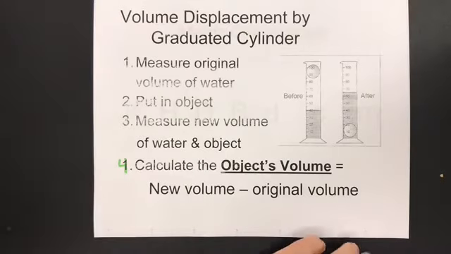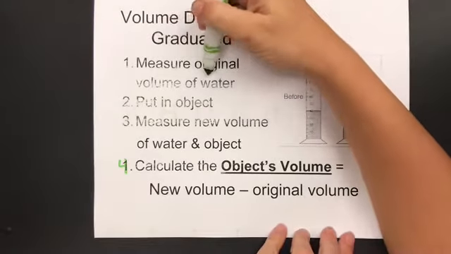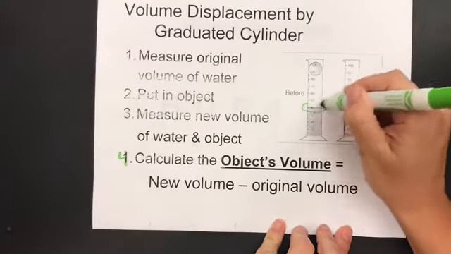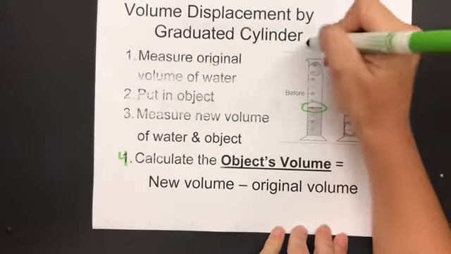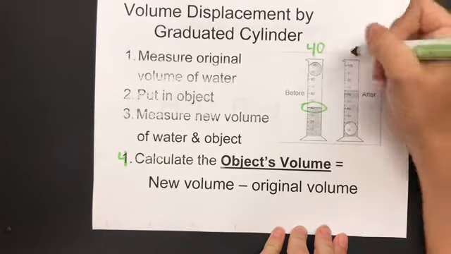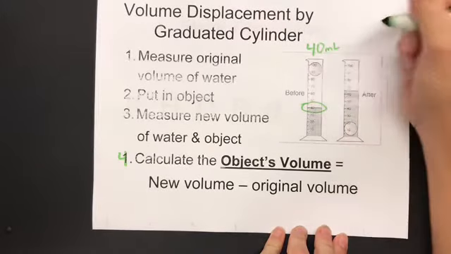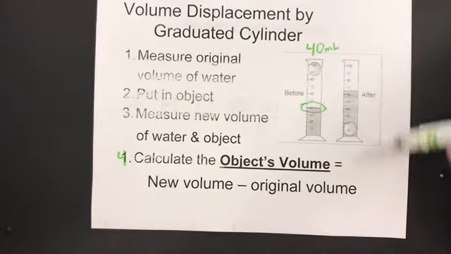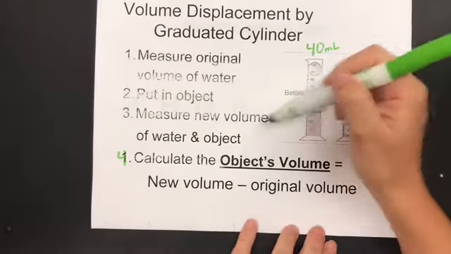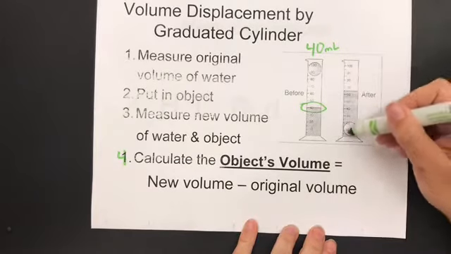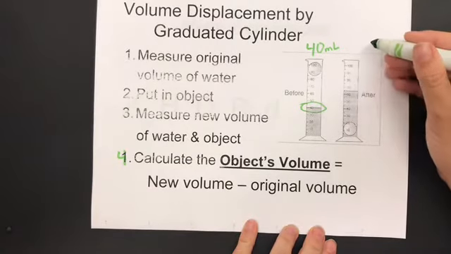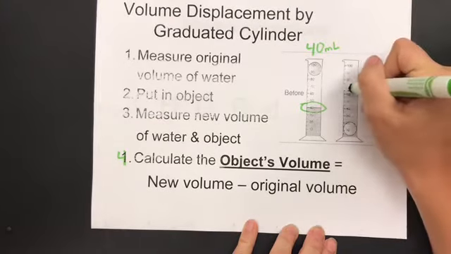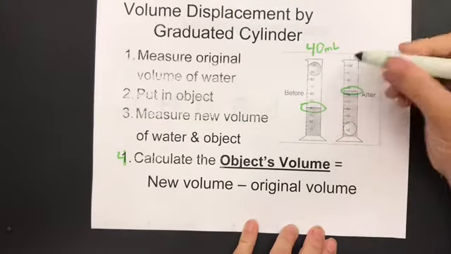So for example, step 1, measure the original volume of the water. So before you actually put the object in, what is the volume of this water? And that would be 40. And let's say this is milliliters. So 40 milliliters. Next step, put the object in. So we put the object in. Third step, find the new volume. So you've added this object to it, so the water's gone up. That amount that it's gone up is the volume of the new object. So you're going to find the new one.